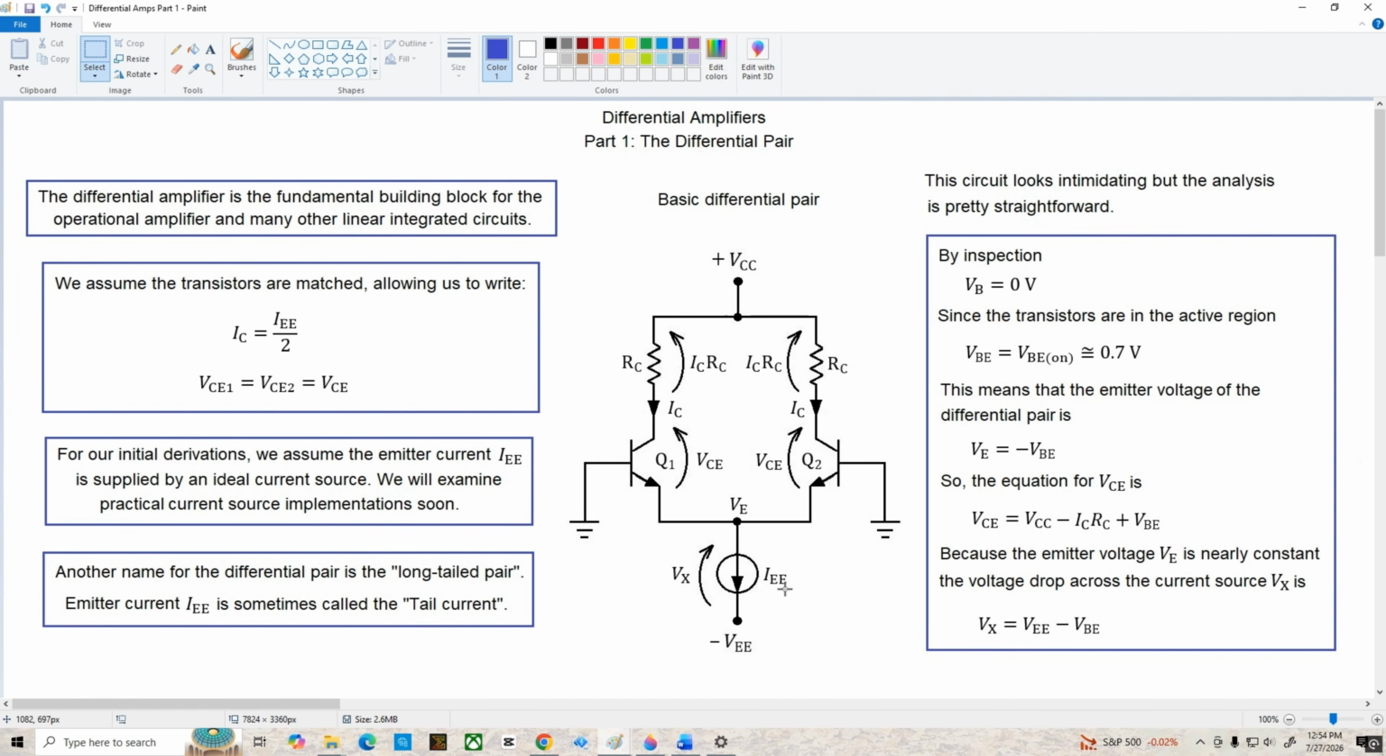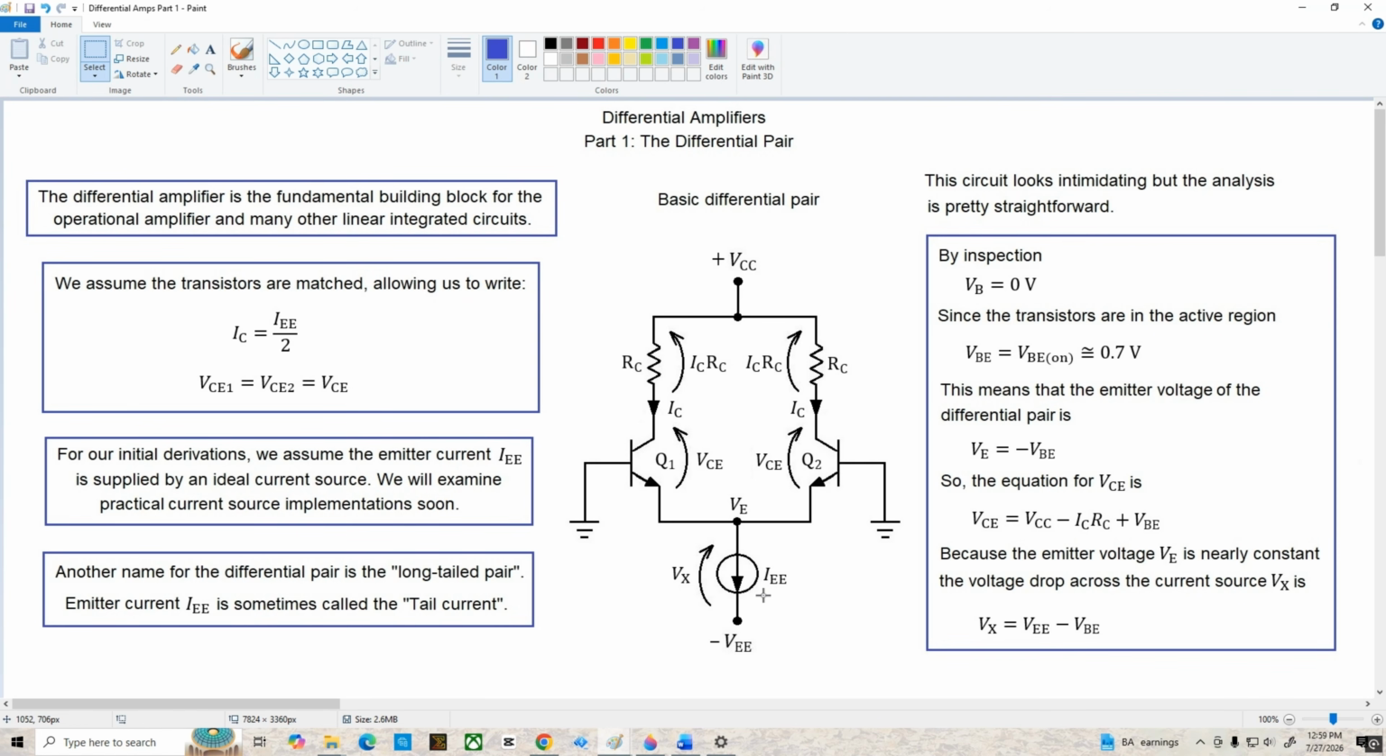Coming over to the current source, because it's ideal, Vx can have any value that satisfies KVL in the circuit. Now, in real life, there may be limitations to what this value can assume, but the KVL equation we come up with for it is Vx equals VEE minus VBE. We're assuming the magnitude here of the negative supply rail. And the reason it's fixed at this value is because the emitter voltage is always, in this case, about negative 0.7 volts. That means the drop across the source will always be 0.7 volts less than the magnitude of VEE.